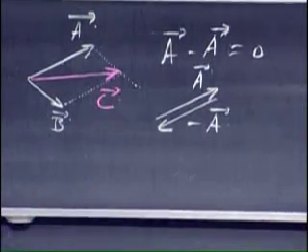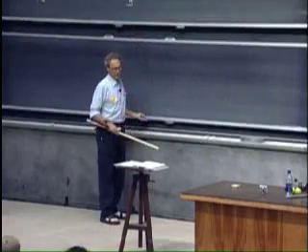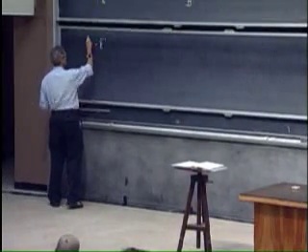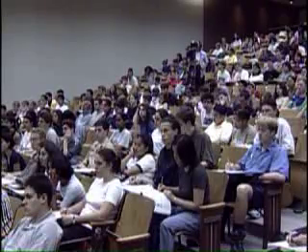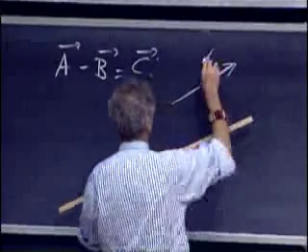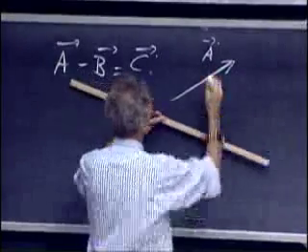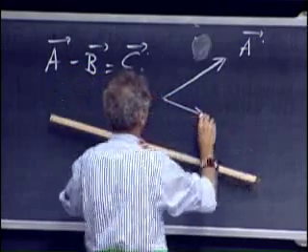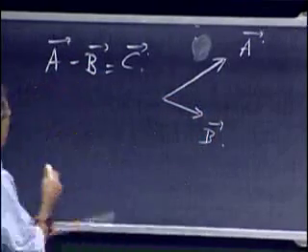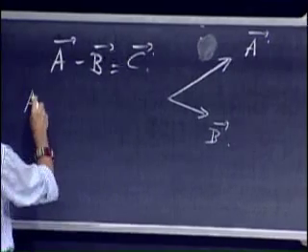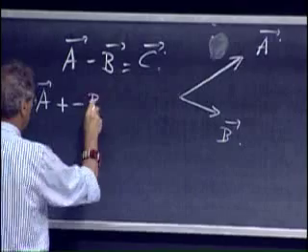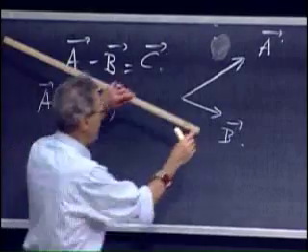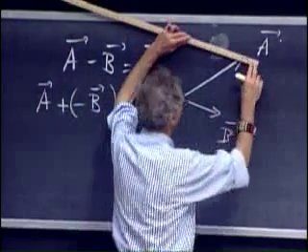And that brings us to the point of subtraction of vectors. How do we subtract vectors? So A minus B equals C. Here we have vector A, and here we have vector B. One way to look at this is the following. You can say A minus B is A plus minus B. And we know how to add vectors, and we know what minus B is. Minus B is the same vector, but flipped over. So we put here minus B.